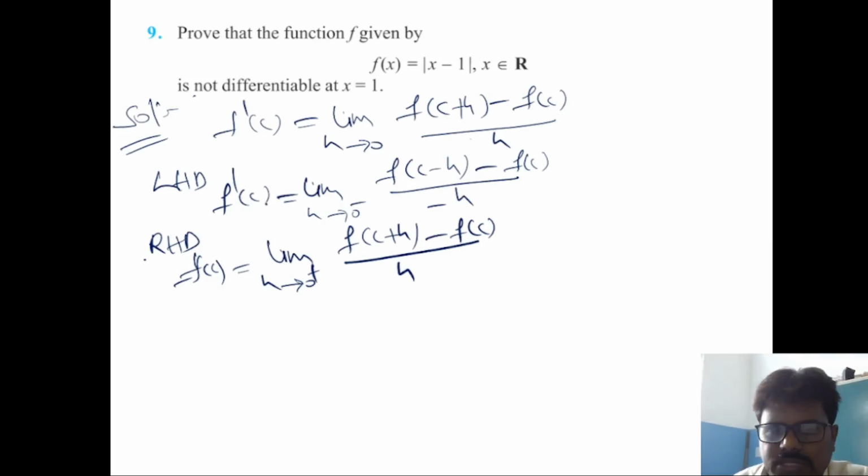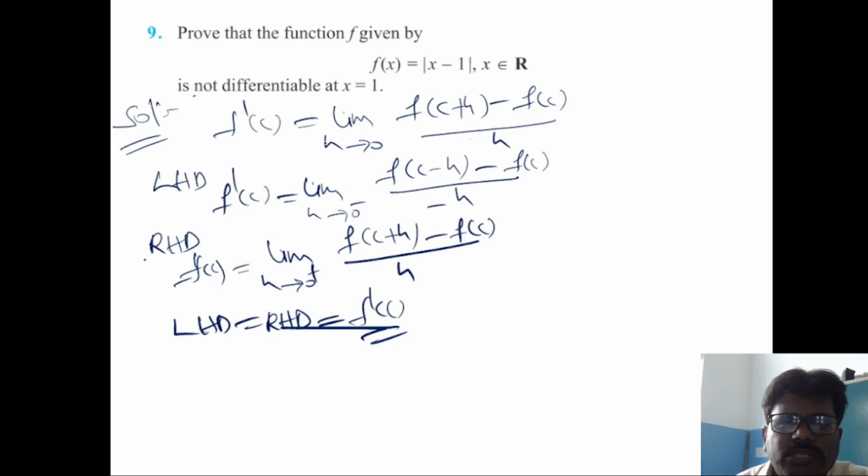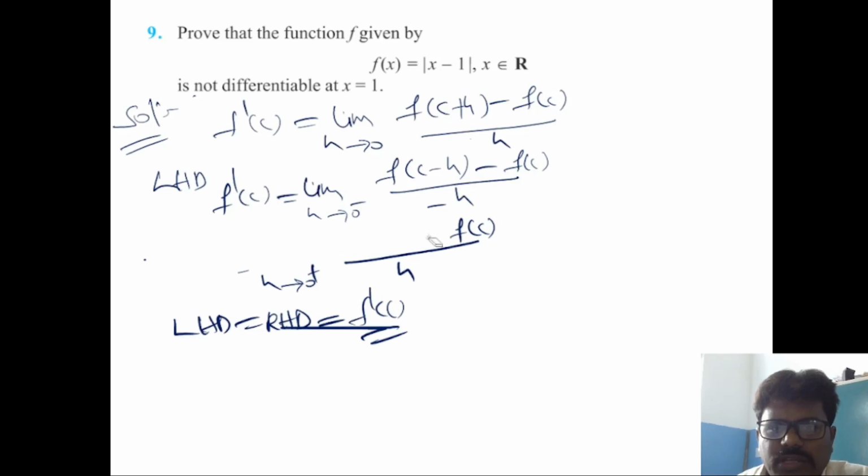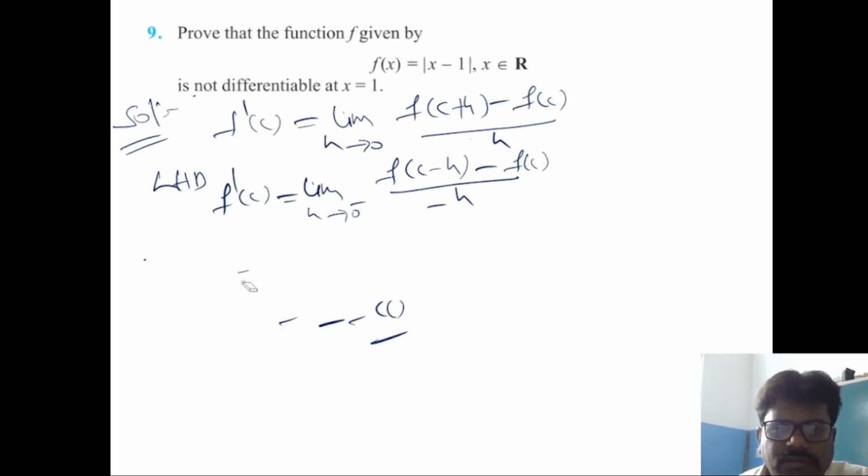So at the point c, when the left hand derivative is equal to the right hand derivative, then we can say the function is differentiable at c. So here the question is to show that at the point 1 it is not differentiable. So first find the LHD, meaning the left hand derivative, and then check the right hand derivative. If both exist and are equal, then we could say it is differentiable, otherwise not differentiable.